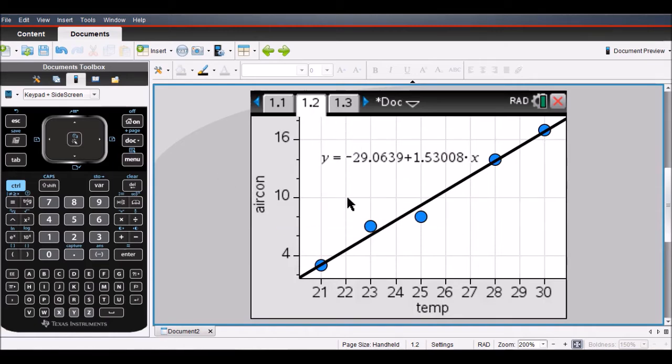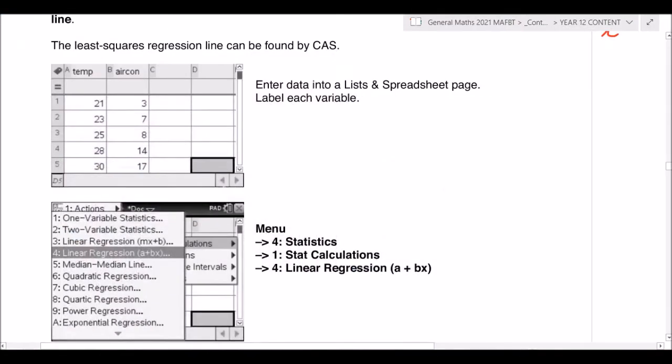Negative 29.0639 plus 1.5308x. This is the y-intercept. This is the gradient. Okay, I think that might be it for that.